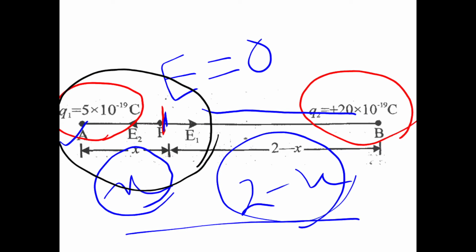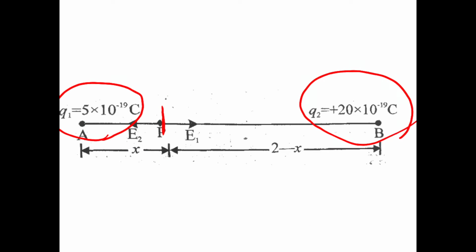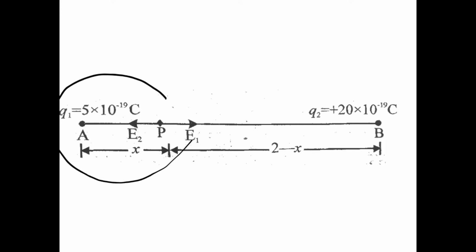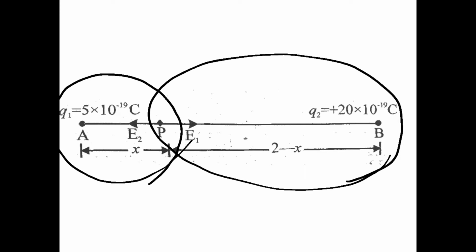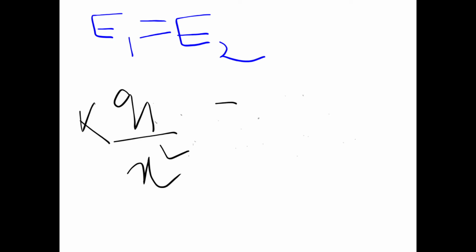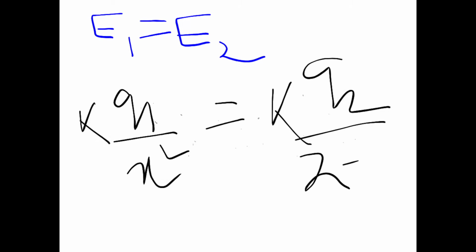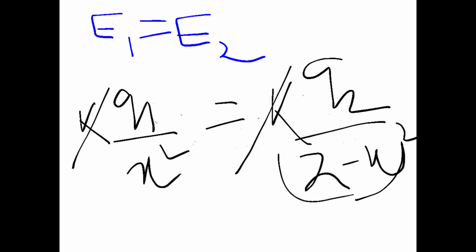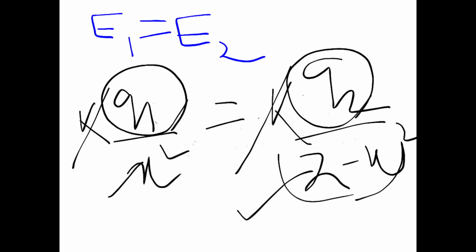Can you understand this figure? This will be very easy. The electric field between this and the electric field between this will be equal if the electric field intensity at P will be 0. So put K Q1 by x square is equal to K Q2 by (2 minus x) whole square. Cancel K and K. We get Q1 by x square is equal to Q2 by (2 minus x) whole square.